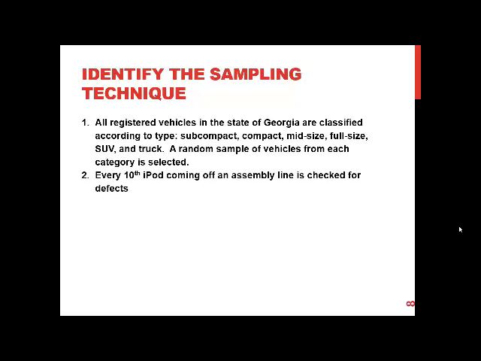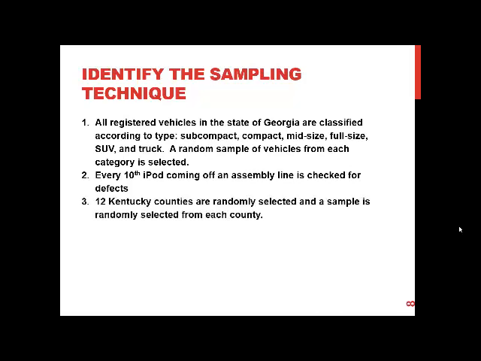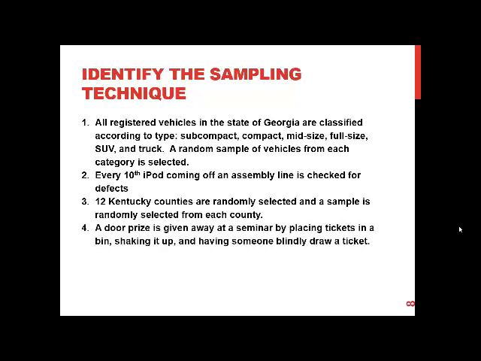Every 10th iPod coming off an assembly line is checked for defects. This is definitely systematic. Every nth item is polled or experimented upon. 12 Kentucky counties are randomly selected, and a sample is randomly selected from each county. That would be cluster. We're geography based on that. A door prize is given away at a seminar by placing tickets in a bin, shaking it up, and having someone blindly draw a ticket. This would be random because every ticket drawn has an equal chance of being drawn.